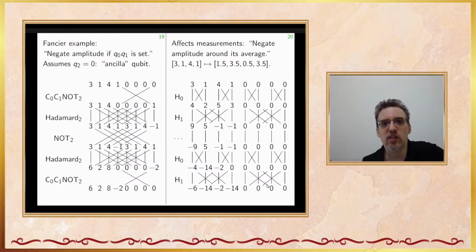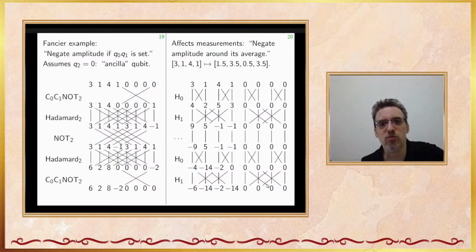And so this is taking 3141. Again, I'm using an ancilla qubit, so having one more qubit, which puts a bunch of zeros onto the end of the data that I care about. And now the 3141, the Hadamards are turning those into, well, 3 plus 1 plus 4 plus 1 is the 9 I mentioned before.